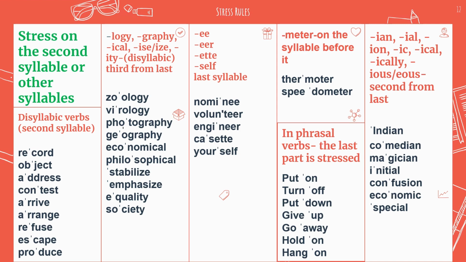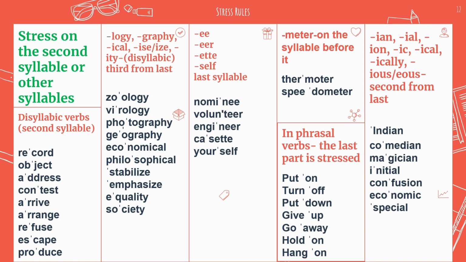For example, zoology. Here, logy is already disyllabic. Therefore, o, that means the syllable just before them, has received the stress. So the word is zoology. Then virology. Later, photography.